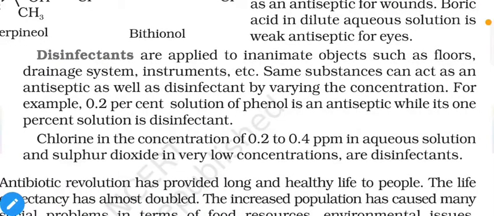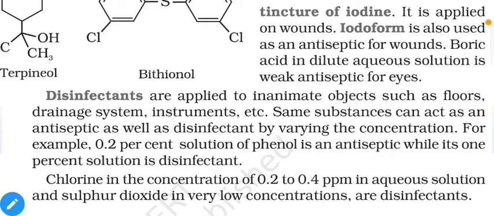That's why we should use lower concentrations of the chemicals as antiseptics and higher concentrations as disinfectants. Chlorine in the concentration of 0.2 to 0.4 ppm in aqueous solution and sulfur dioxide in very low concentrations are disinfectants. That means all of these chemicals mentioned can be used for cleaning surfaces or floors and making them free from bacteria or microorganisms.